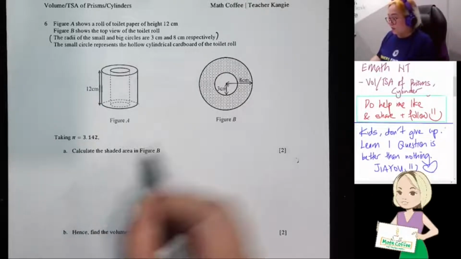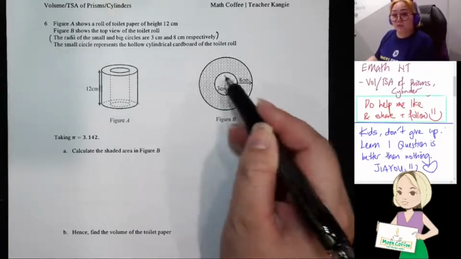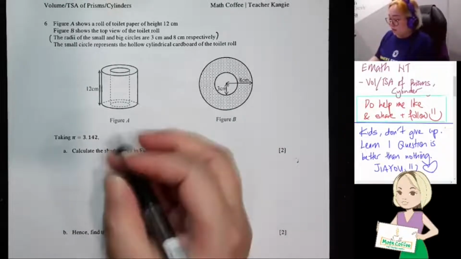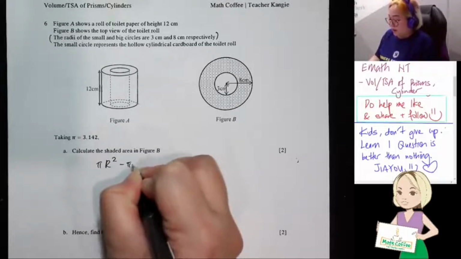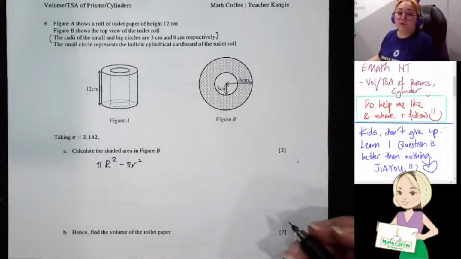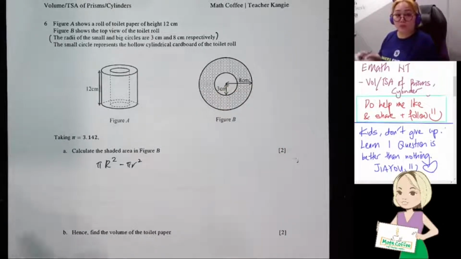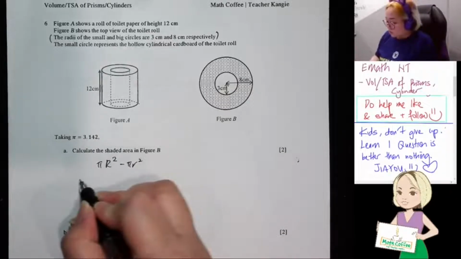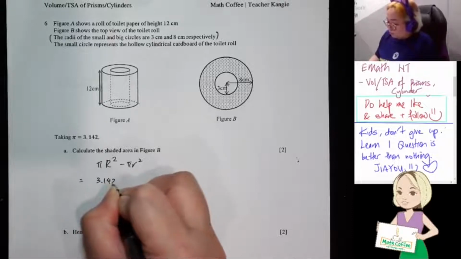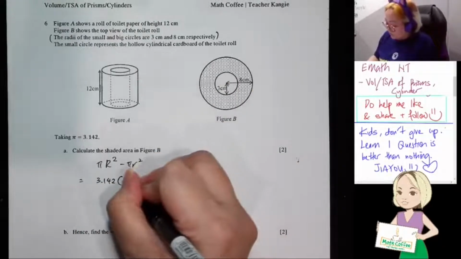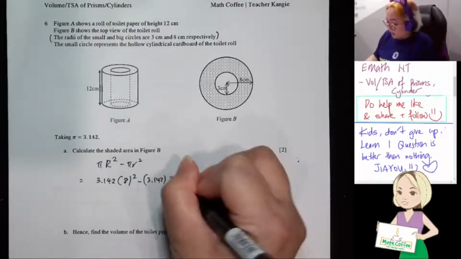Calculate the shaded area. So in this case, you will just take the big circle minus the small circle, that's all. So what I like to do is put pi R square minus pi r square. It's just to let myself know that the big R belongs to the big circle and the small r represents the smaller circle radius. And they ask us to use 3.142. So we will say 3.142, my R is 8, so it's 8 square minus 3.142 and 3 square.